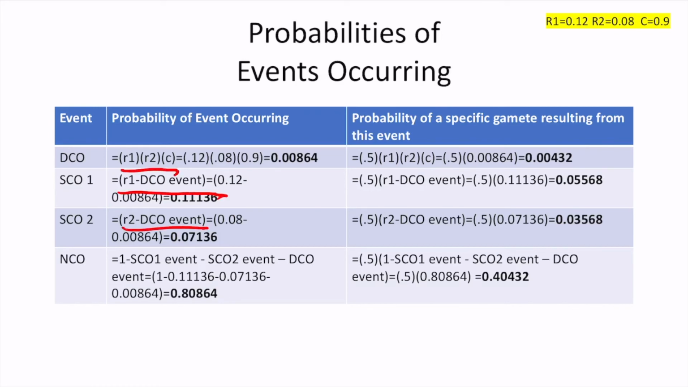As a whole, we are most likely to see no crossover event occur, as the probability of no crossover occurring is 0.80864, or an 80.864% chance. The next event that we are likely to see occur is a single crossover at position 1, with a 0.1136 probability of occurring, or 11.136% chance.